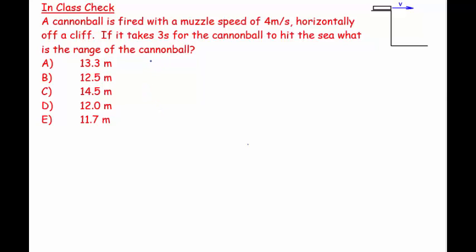So again, I like to do my own diagram. Here's the cannonball being fired, and this is 4 meters per second. And then we have a cliff. We can have the sea underneath, and the actual path followed by the cannonball will be a parabola. And we can define the range, and the range is the horizontal distance traveled across a plane or across the sea or whatever.